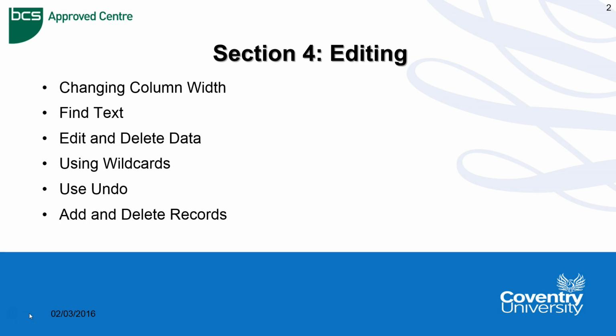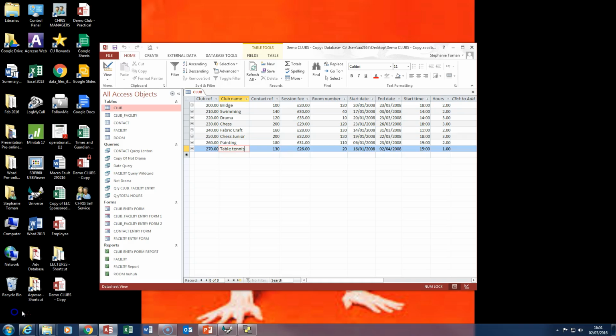Hi, so Access Databases, Module 5 of the ECDL qualification, Section 4, Editing. So we're looking at changing column width, datasheet view and design view, finding text, editing, deleting data. Talk a little bit about wildcards, the good use of undo, always helpful in Access, and finally adding, deleting records, whether it's a table or a form. So if you want to come along with me, using the club demo database.